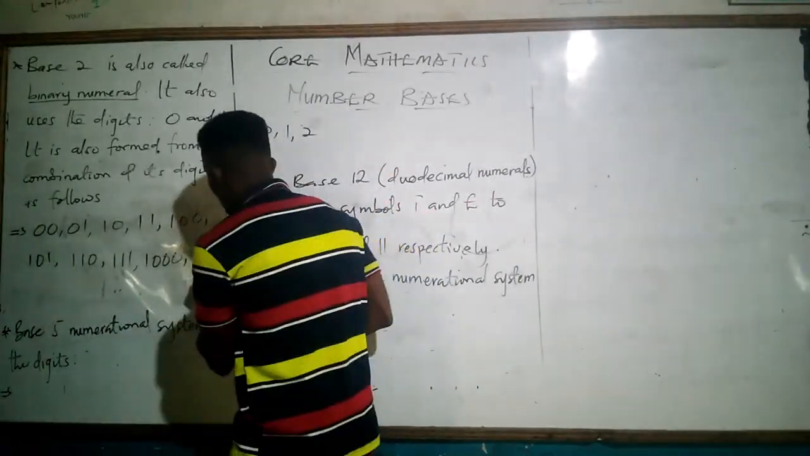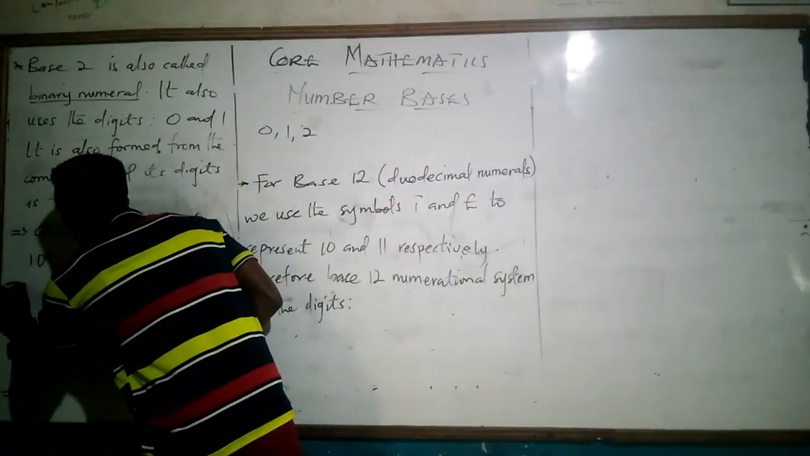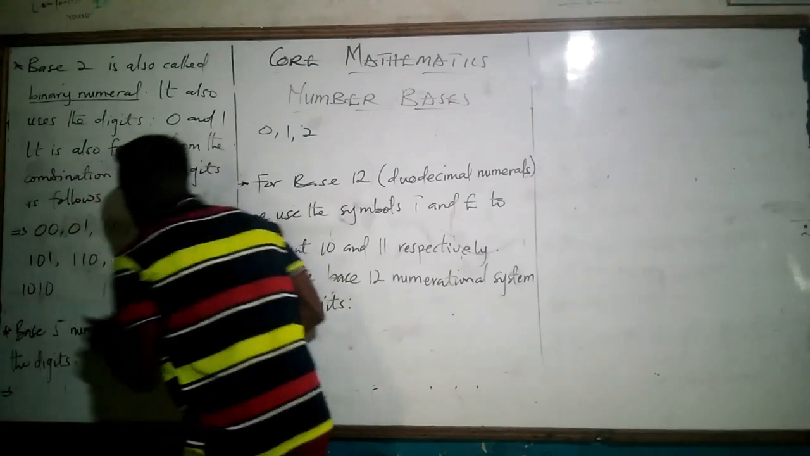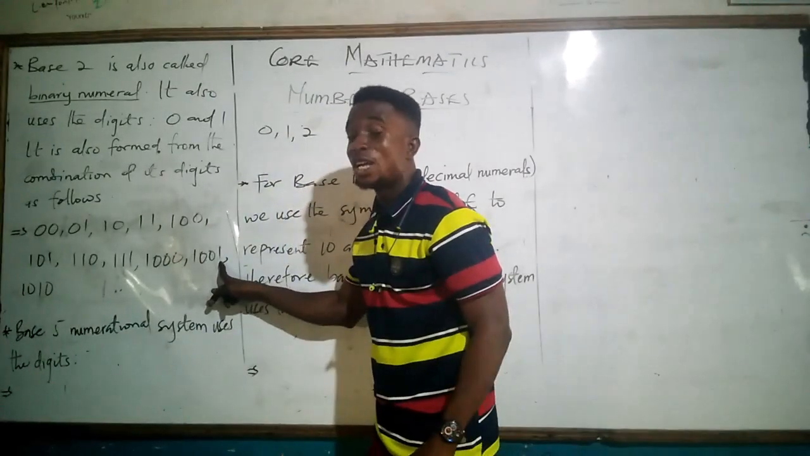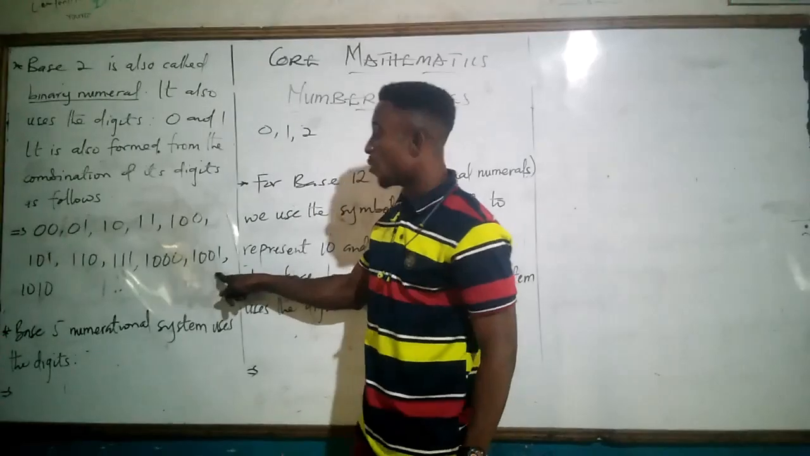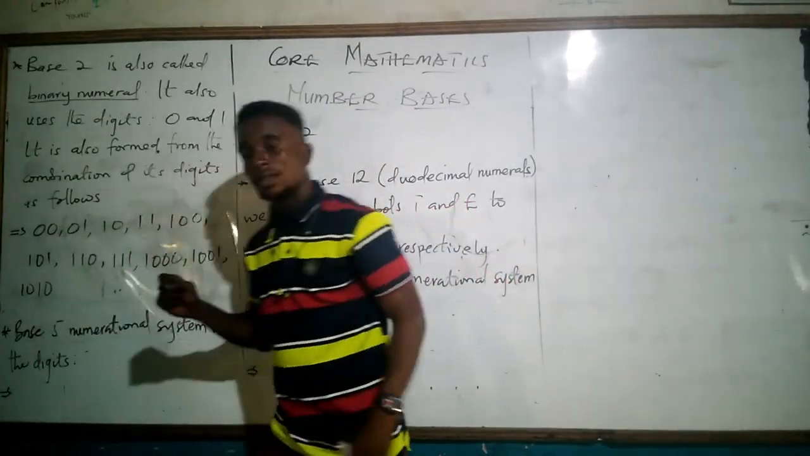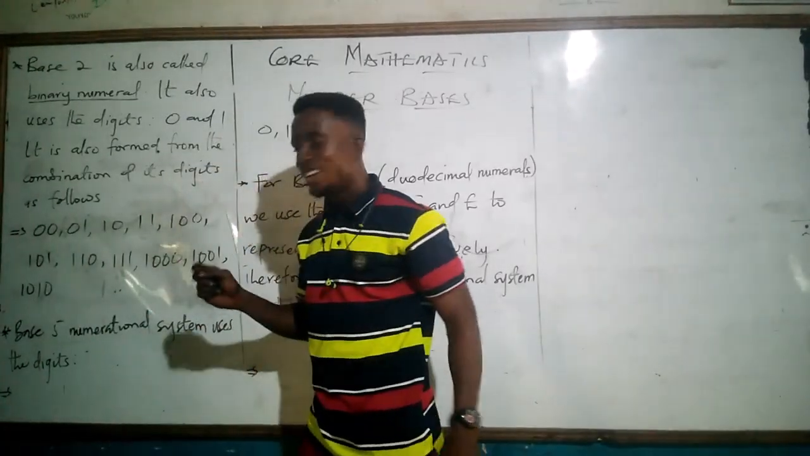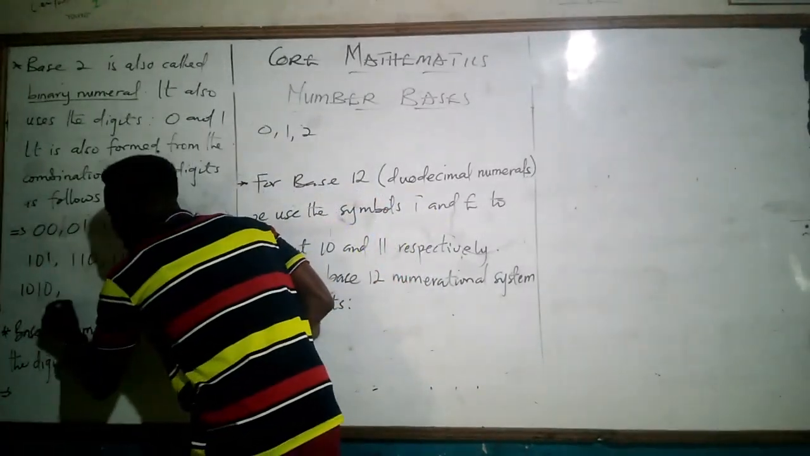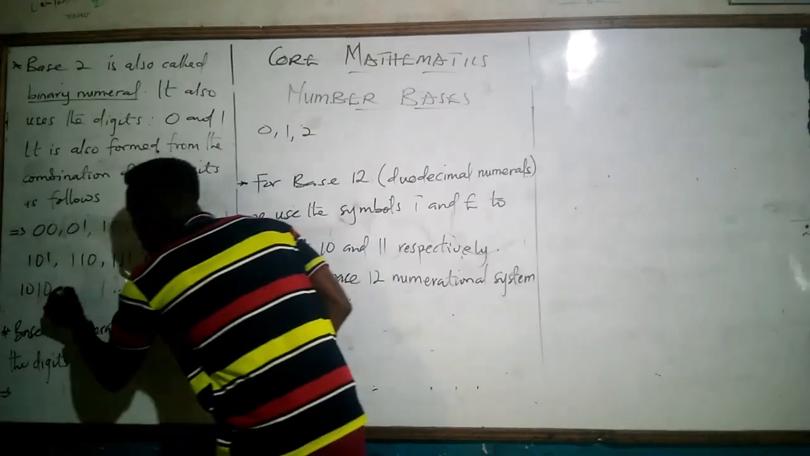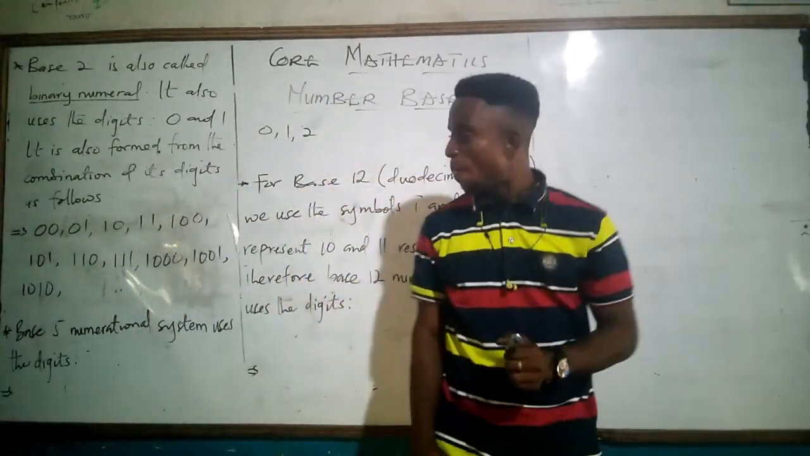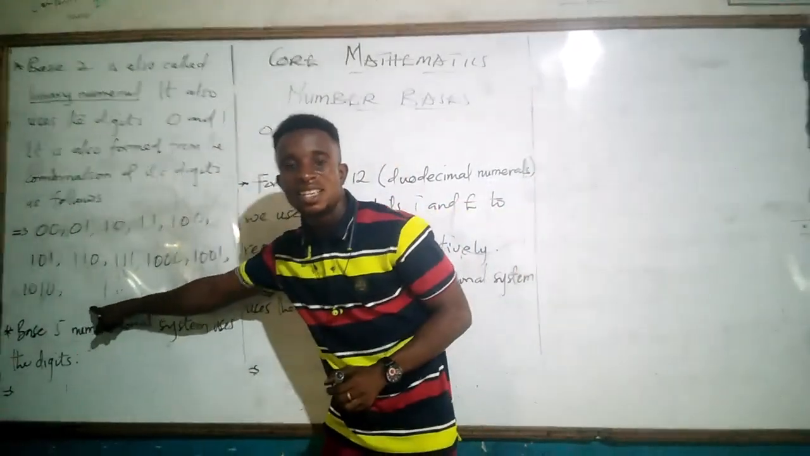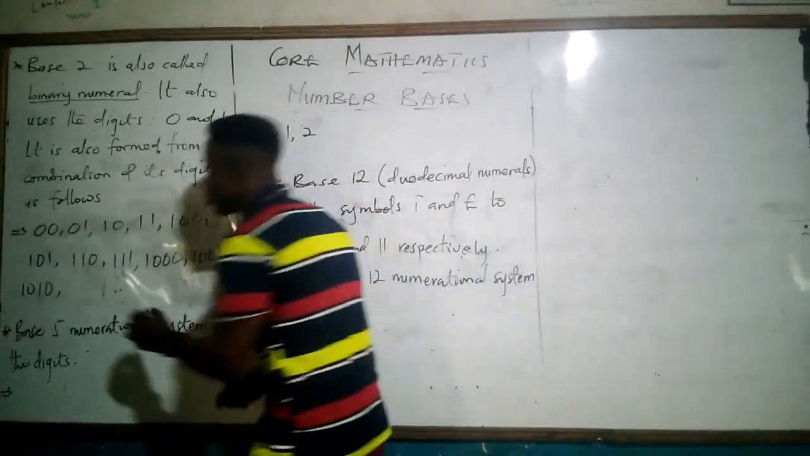Let's see. The next one will be what? 1, 0, 1, 0. Because if you add 1 to this one, it will turn to 2. Then you write 0, then you send the 1 forward. It will come and add this one, and we will have the 1. Then adding the next one, I'll have what? Can you write the next one for me? I think you're able to guess right.